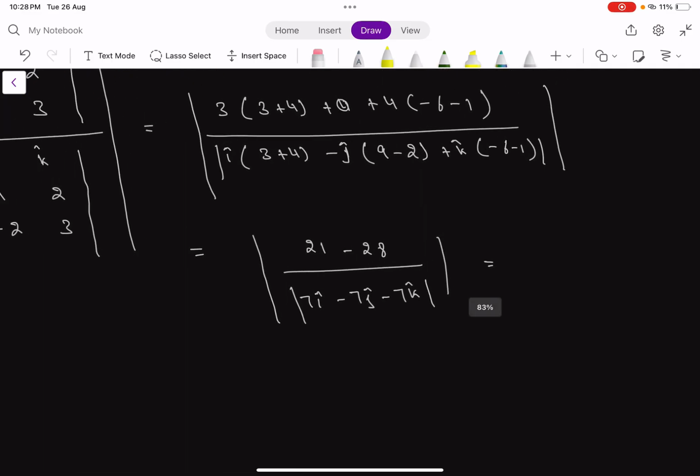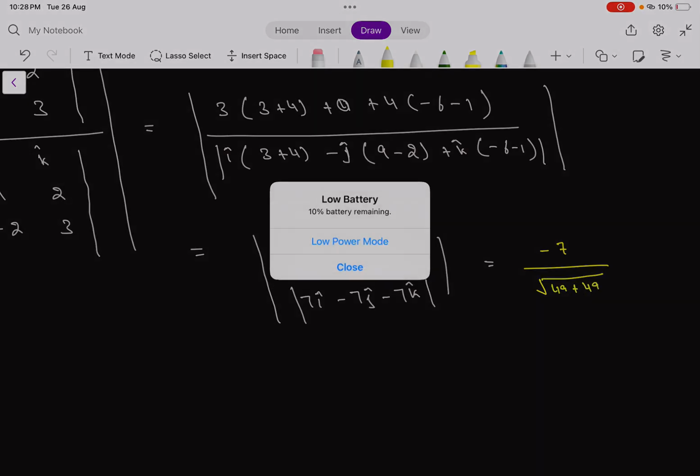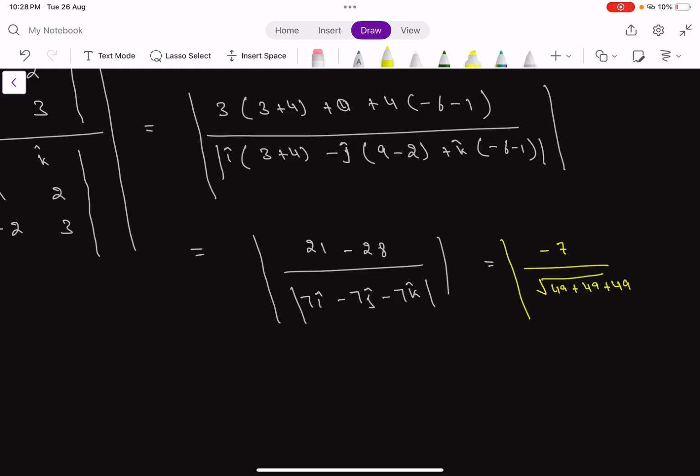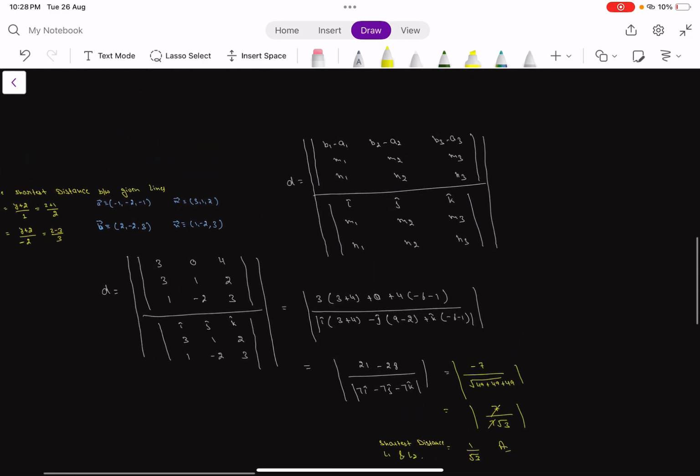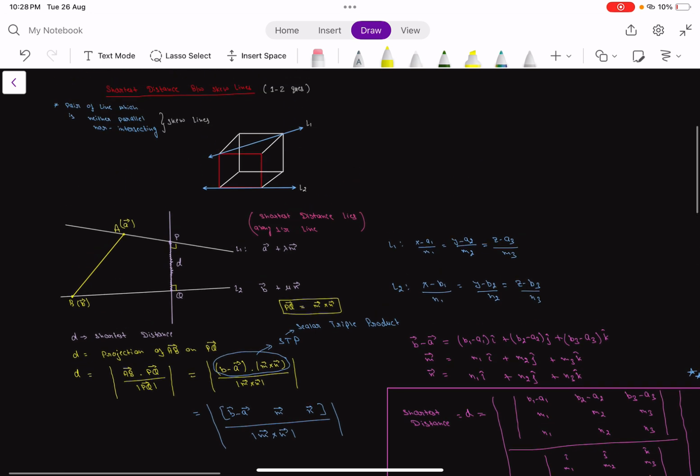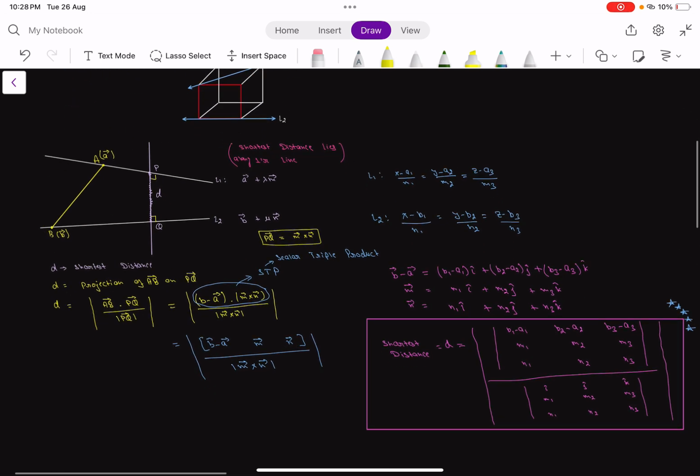Now 21 minus 28 will become minus 7, divided by the magnitude 7 root 3, because it will be the square root of 49 plus 49 plus 49. So here I will get 7 upon 7 root 3. The 7s will cancel each other, and our final answer will be 1 by root 3. So this will be our shortest distance between lines L1 and L2. In this way we can solve any question based on shortest distance between skew lines. Hope you understand the topic very well. In the next class we will discuss planes in 3D.